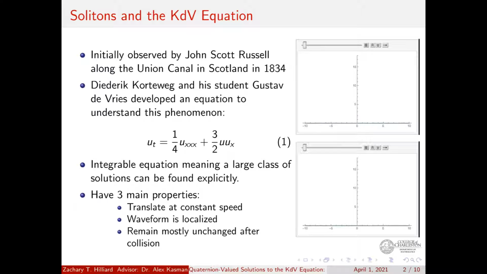The third property is that after a collision between two waves, the waveform remains mostly unchanged. So in the second animation, what we can see is two solitons. This is what we call a two-soliton interaction. And we can see that as they collide, before and after the collision, their shape and their speed actually doesn't change. There's subtle differences with their positions of where they should be if you plotted them individually before and after the collision, but that's a little bit beyond the scope of this research.